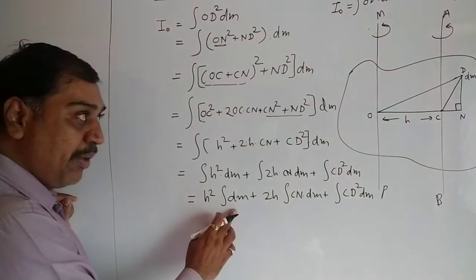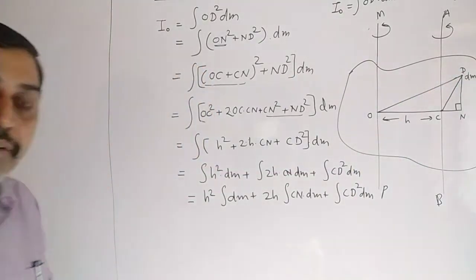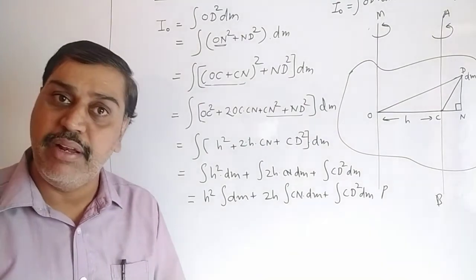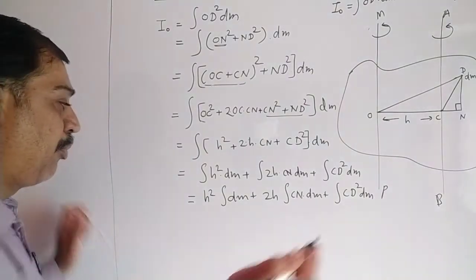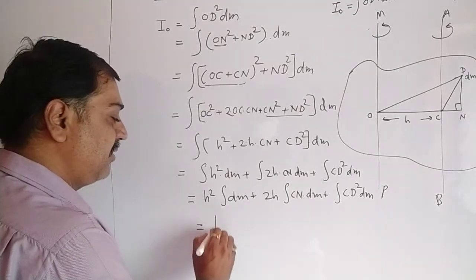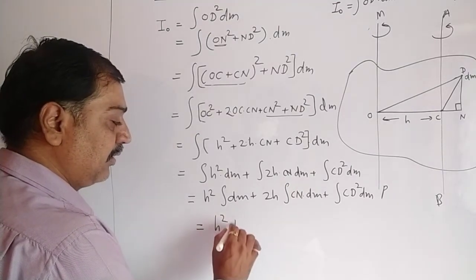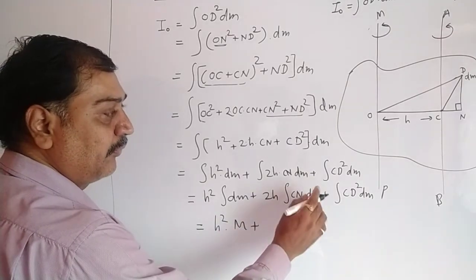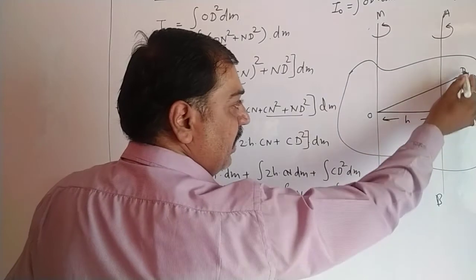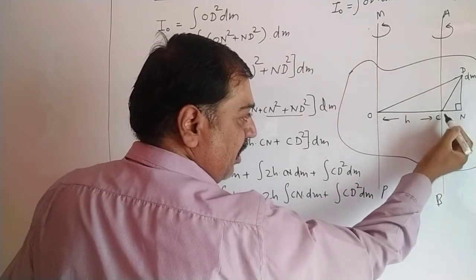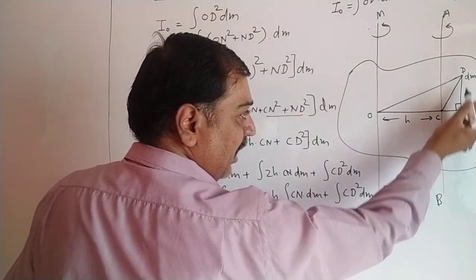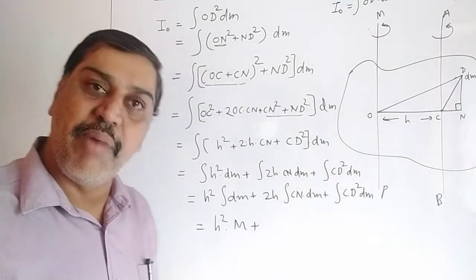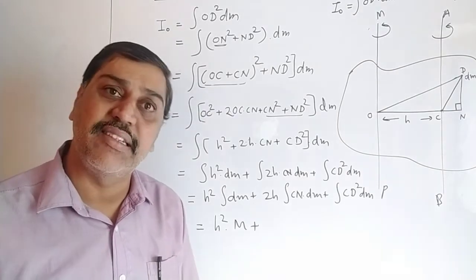So integration of dm: dm is a very small mass that we have considered placed at point D, so integration of small mass dm will be the total mass of the rigid body, say capital M. So here it is h square into capital M plus twice h, integration of CN into dm. Basically mass is kept here and this is another distance. According to the definition of center of mass, the whole mass of the body is supposed to be concentrated at the center of mass.